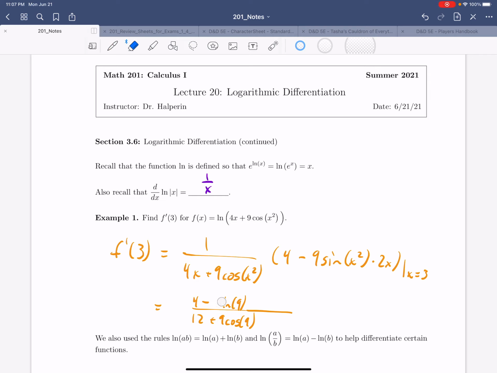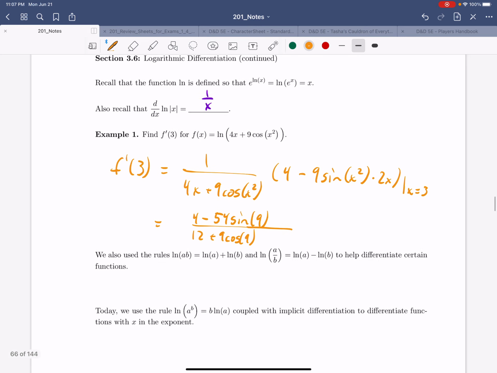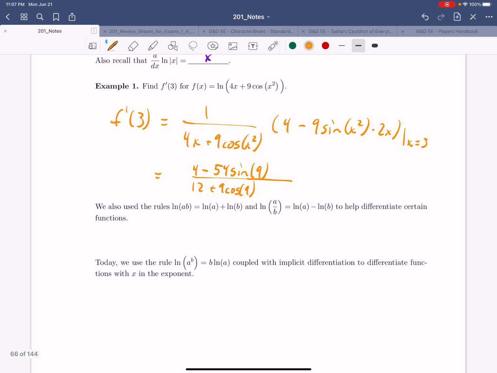So actually, I guess I could rewrite this as 54 sine of 9. Yeah. Lovely. Yeah. So that's what we have. Not the nicest looking thing in the world, but that's your answer.